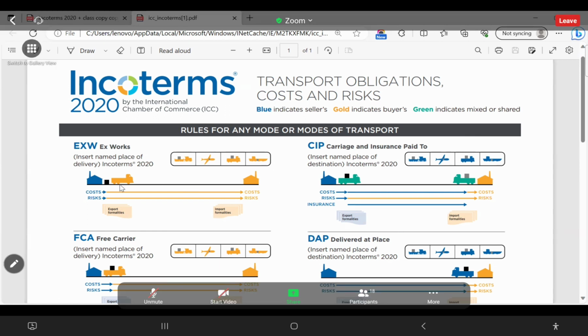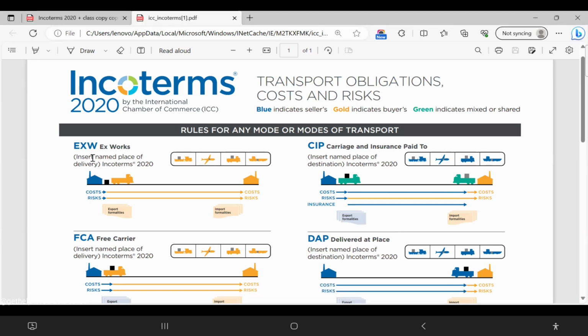Okay. Now, a couple of things you should be noting and remembering. First, how many Incoterms are there? 11 Incoterms are there. And the second point you should make an effort to remember is, against each Incoterm, you will have something like this. Insert name, place of delivery. And CIP, insert name, place of destination.